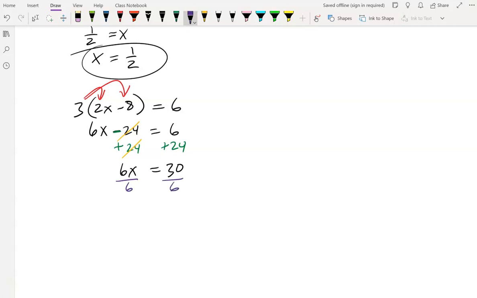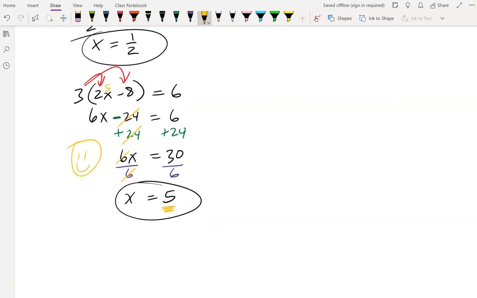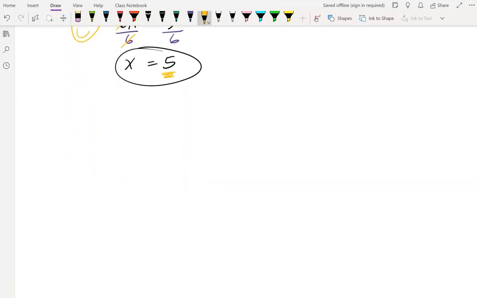And now I'm going to undo the multiplication that I see here by dividing by 6. Divide by 6 on both sides of the equal sign. Those 6's cancel out, and I'm left with just x on this side, and 30 divided by 6 is 5. X equals 5. All right, and remember, if we put that 5 back into our original equation, 2 times 5 is 10, 10 minus 8 is 2, and 2 times 3 is 6. So that's good. Yeah, we got it.